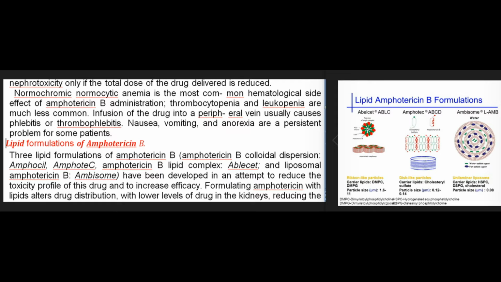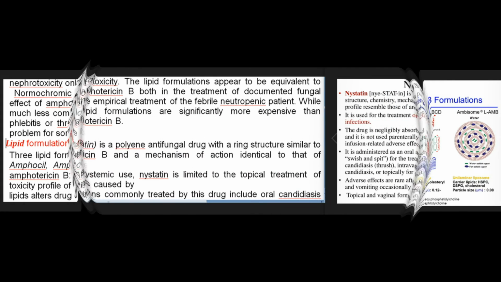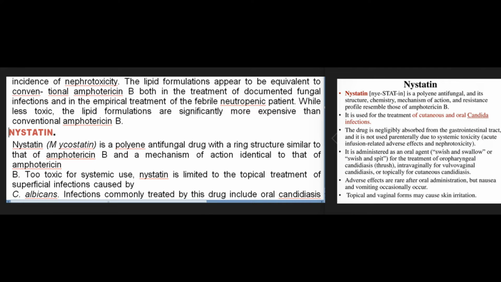Formulating amphotericin with lipids alters drug distribution, with lower levels of drug in the kidneys, reducing the incidence of nephrotoxicity. The lipid formulations appear to be equivalent to conventional amphotericin B both in the treatment of documented fungal infections and in the empirical treatment of the febrile neutropenic patient. While less toxic, the lipid formulations are significantly more expensive than conventional amphotericin B.